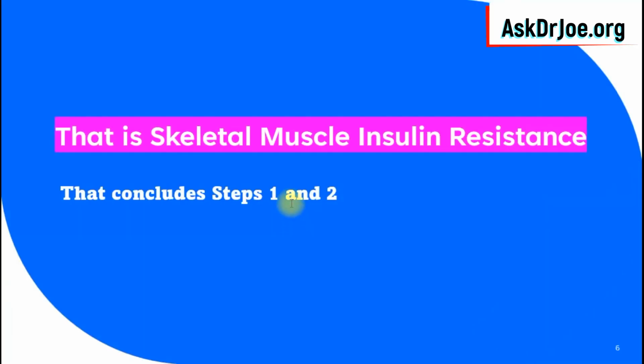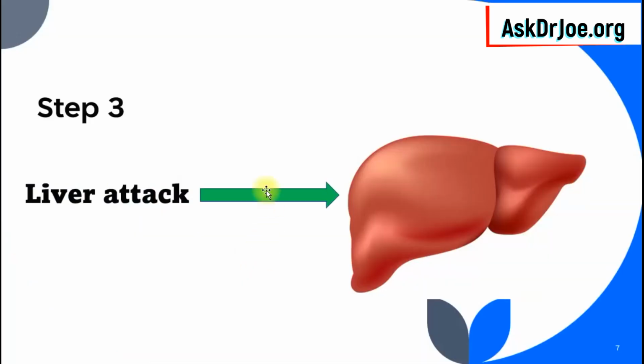And that, by definition, ladies and gentlemen, is what we call skeletal muscle insulin resistance. So the skeletal muscle is now resistant to the glucose in circulation. It doesn't obey instructions from the insulin, because the insulin is the key that opens the door for the glucose to get in. So that is insulin resistance by the skeletal muscle. And when that happens, that concludes steps 1 and 2. Okay, let's move on to step 3.